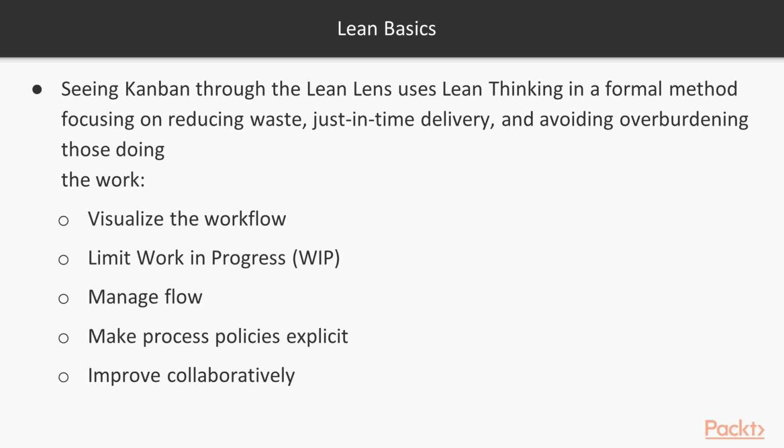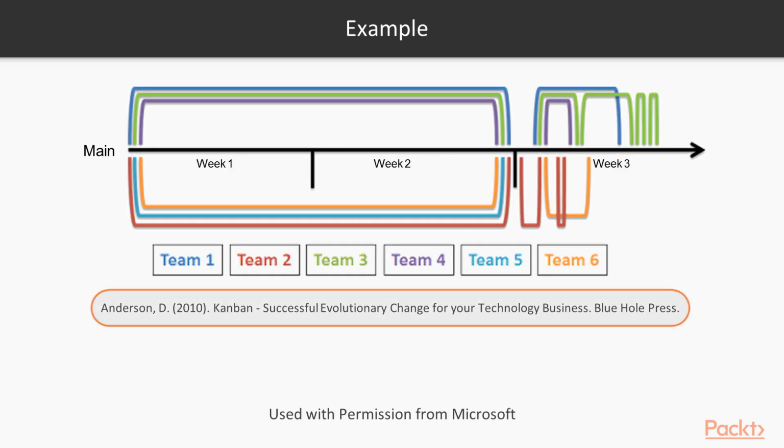First of all, we want to visualize the workflow, so that we get a better understanding of where we are. We covered WIP, limiting work in progress, and delivering the most value into the business first. We've talked about managing the flow and how to improve that. And part of this is also a collaborative process. So let's take an example taken from the book below.